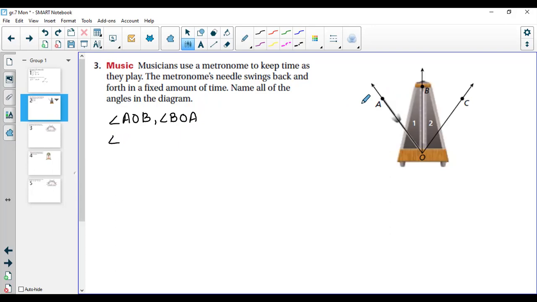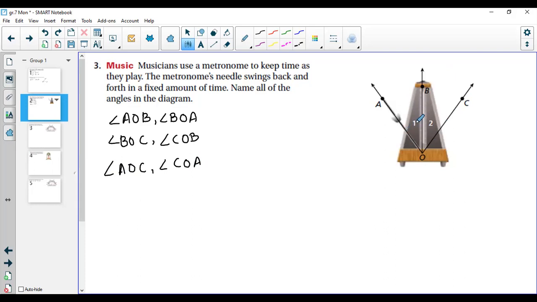Okay. The next angle is angle BOC. So angle BOC, the reverse of it is going to be angle COB. So you can read this angle as BOC or COB. It's the same. Another angle is the bigger angle, the whole angle, angle AOC. So angle AOC, write the reverse COA, because we can even call it COA. It's not necessary we call it AOC only.